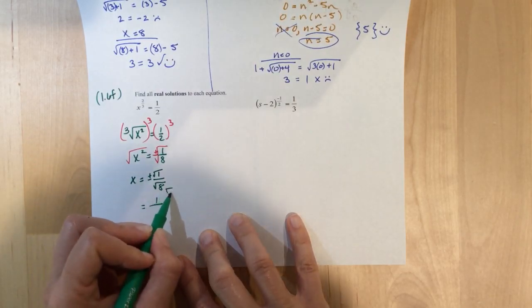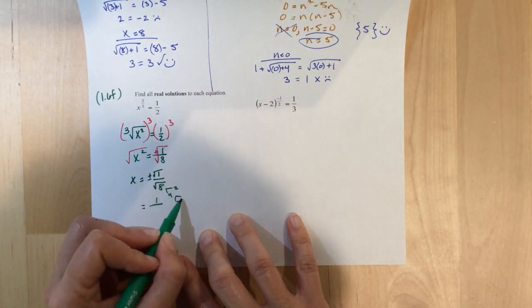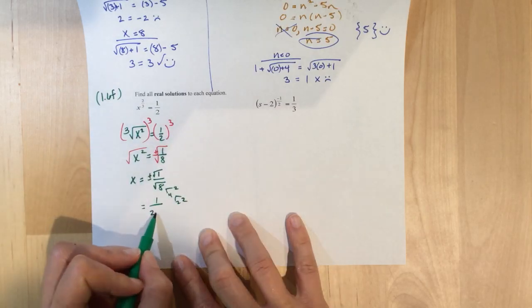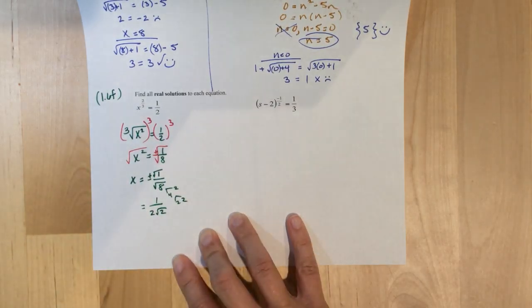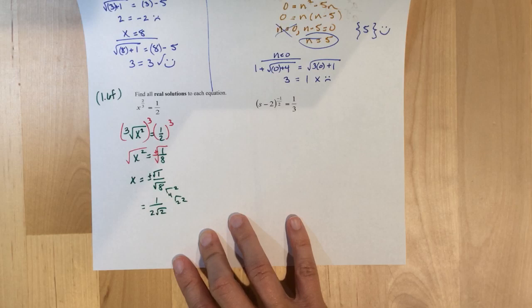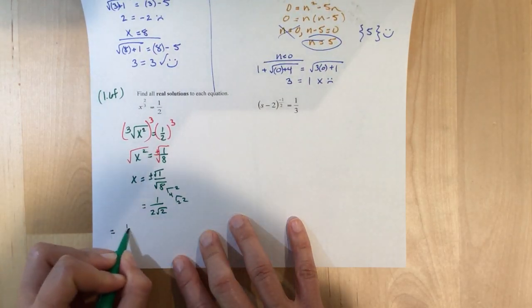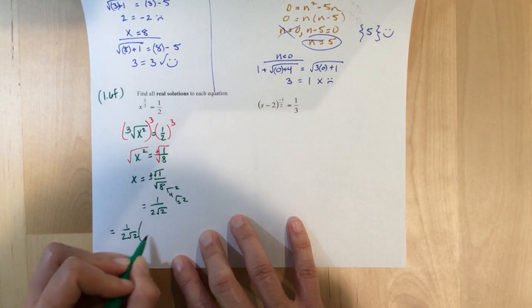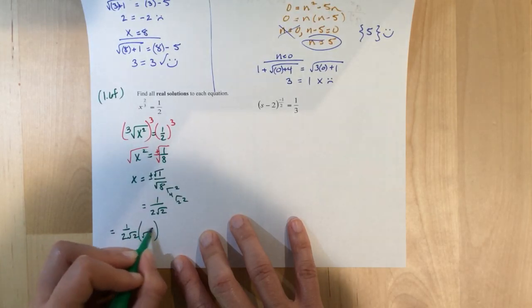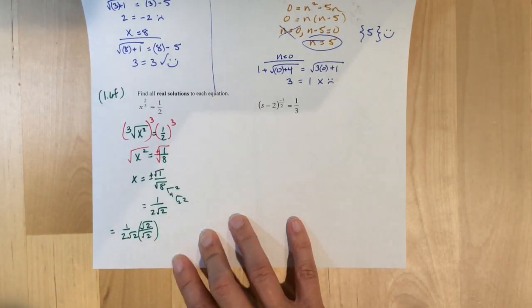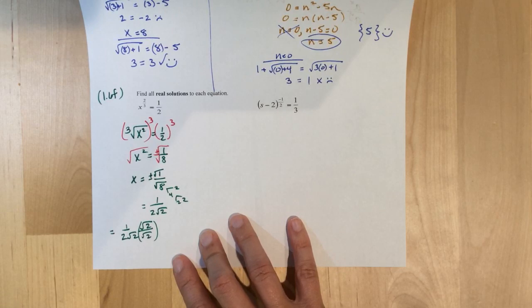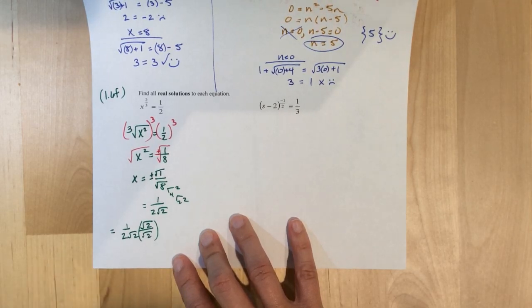Remember, 8 is 4 times 2. 4 is 2 and 2. So I can pull out a 2, and I'm left with a root 2. But now, in math, typically we don't like roots left in a denominator. So what we do is something called rationalizing. To rationalize means that we get rid of the square root in the denominator.